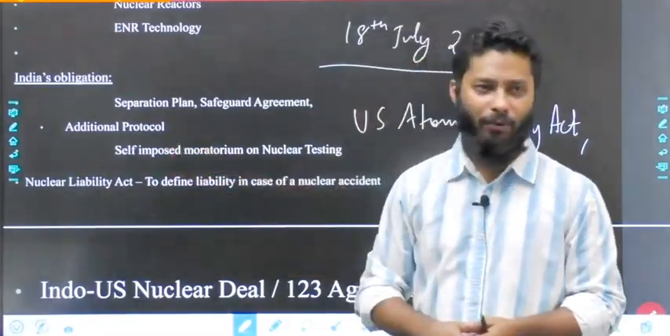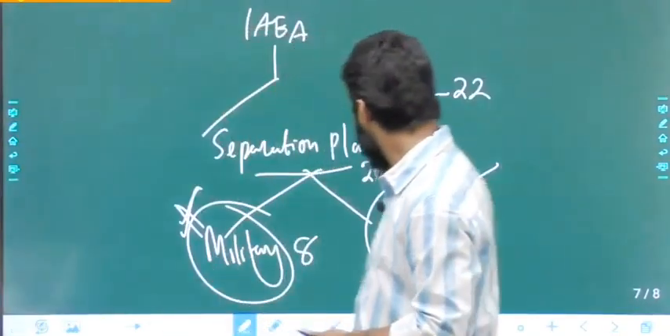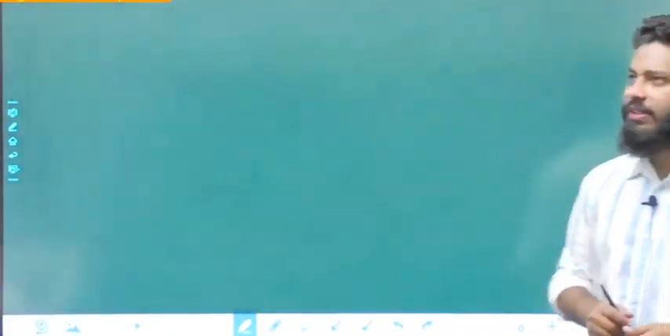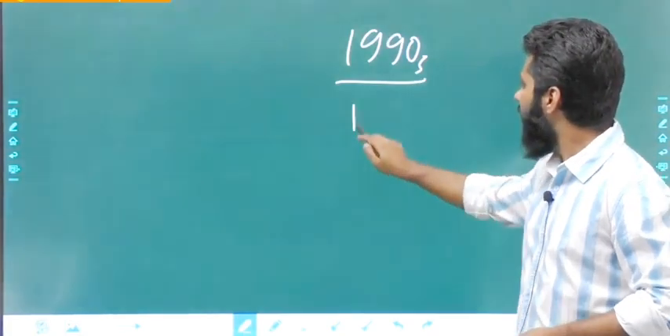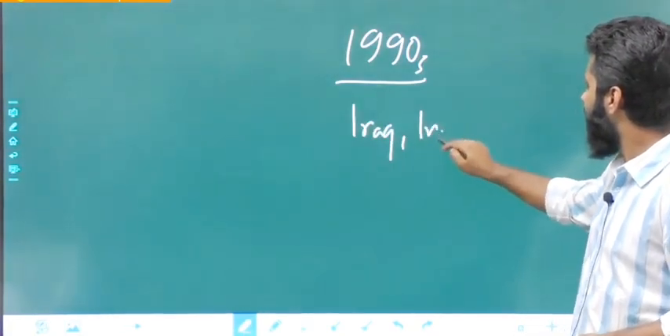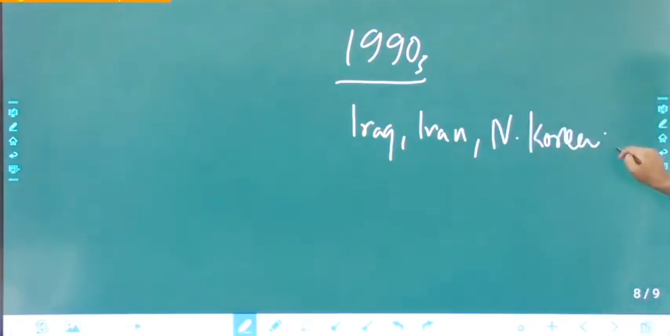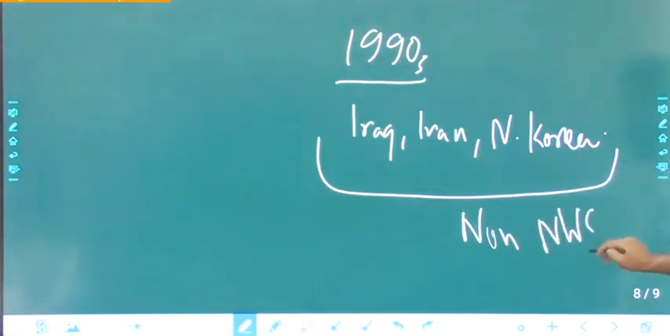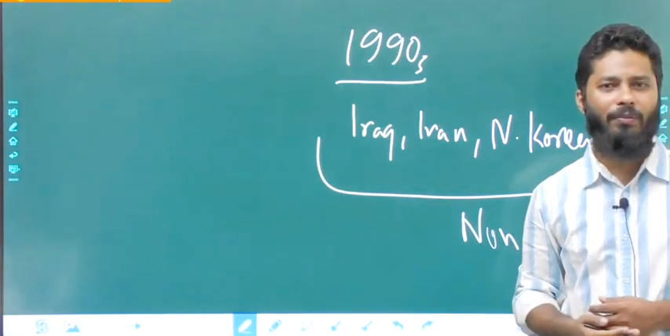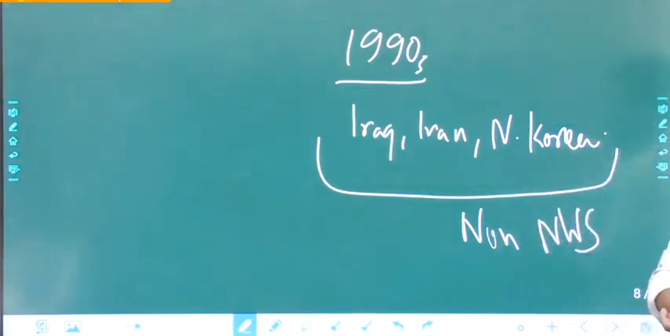Then what is the additional protocol? What happened in the 1990s? In the 1990s, Iraq, Iran, North Korea, these countries, these are non-nuclear weapon states, right? But they were pursuing nuclear weapon programs. So they were developing some kind of nuclear weapons. It cannot be done under the provisions of the NPT.